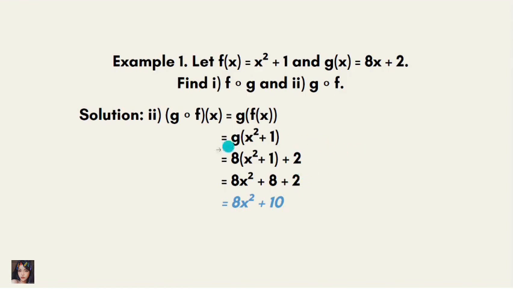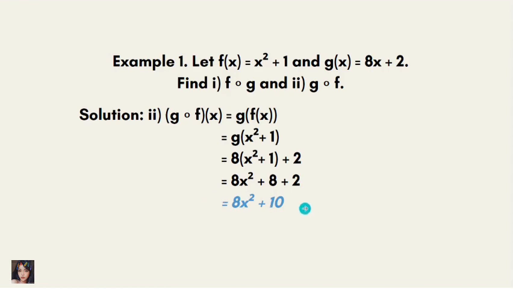So we will distribute and simplify. So 8 times x squared is equal to 8x squared, and then 8 times 1 is equal to 8. Copy the 2, and then add like terms. So 8x squared, copy, and then add the 8 and 2. So we have now 8x squared plus 10. So the value of g composed of f of x is 8x squared plus 10.